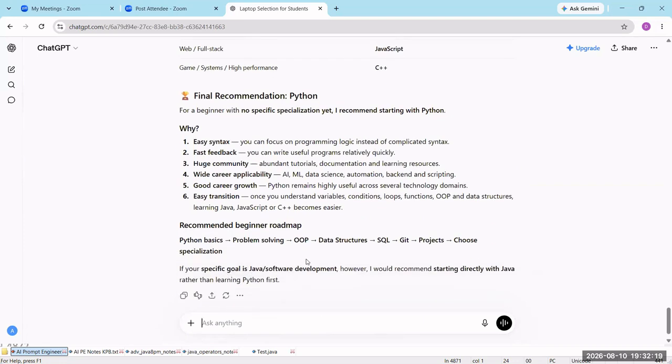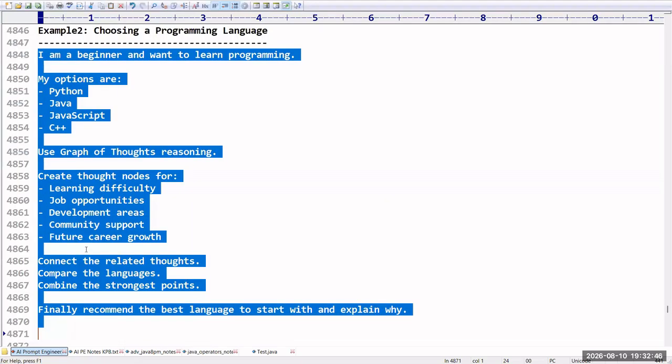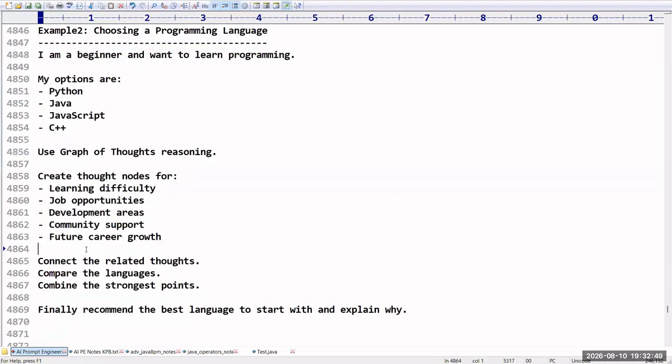For a beginner with no specific specialization yet, I recommend starting with Python, because of easy syntax, fast feedback, huge community, wide career applicability, good career growth, easy transition. Like that we have. Okay. So the recommended roadmap: Python basics, problem solving, OOPS, data structures, SQL, Git, projects, choose specialization. So like that, it is giving the complete roadmap. I hope you understood what the internal things are here.